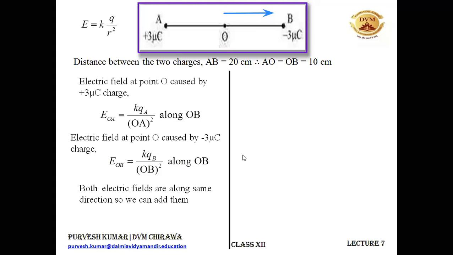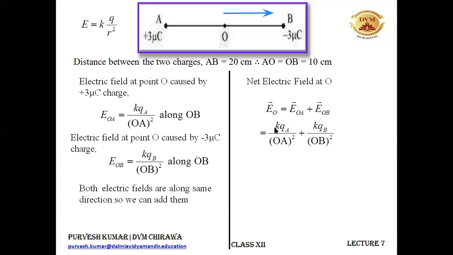So the net electric field at point O is electric field at O due to charge present at A plus electric field at O due to charge present at B. So just add them up. It becomes KQA upon OA square plus KQB upon OB square. All right. We know the value of QA is 3 microcoulomb. Value of QB is also 3 microcoulomb. The minus sign only gives us the direction. So we are interested in the magnitude only. So QB and QA, they are both the same.